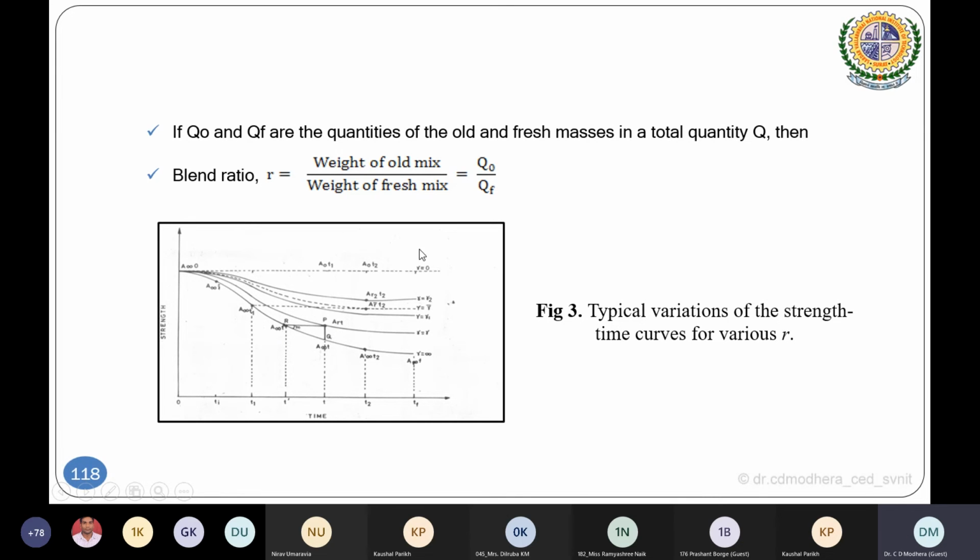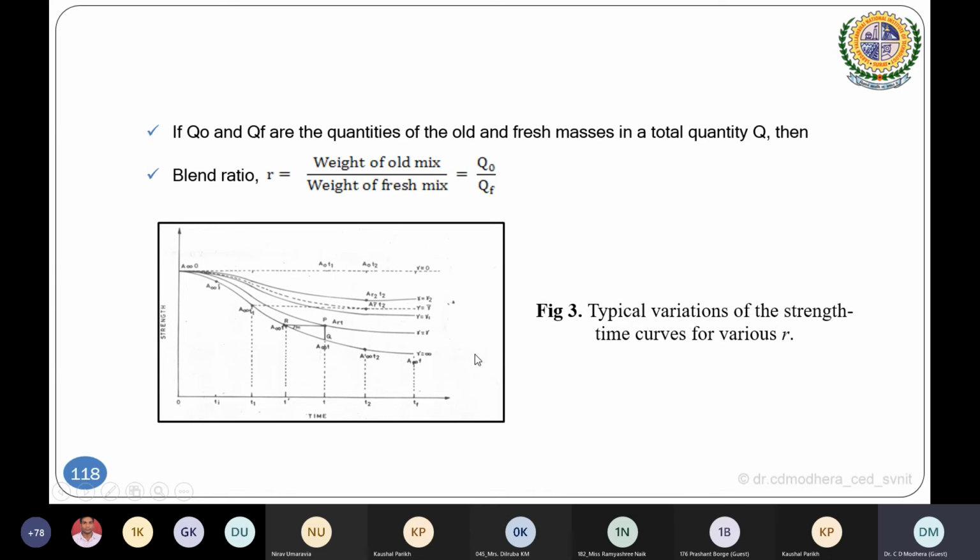One is r, the ratio of old mix to fresh mix, and t is elapsed time. If t dash comes here, then rt comes, and vertically e^rt and PQ. Here this curve is known as A infinity t, so A infinity t. Here it will give A infinity t dash.